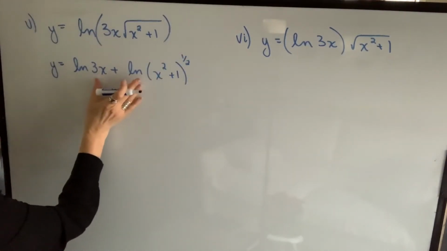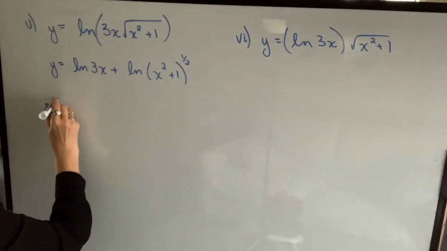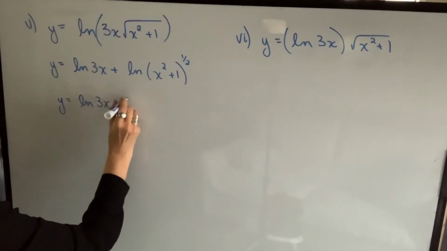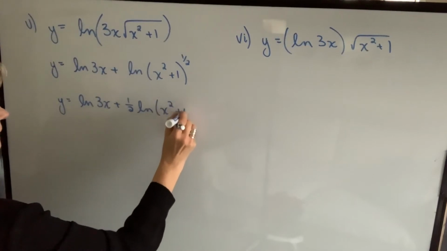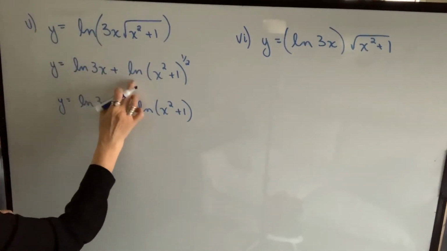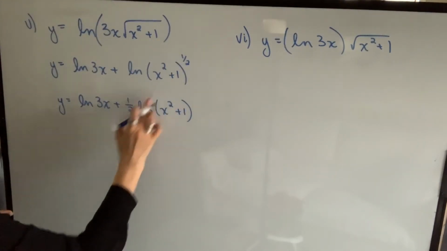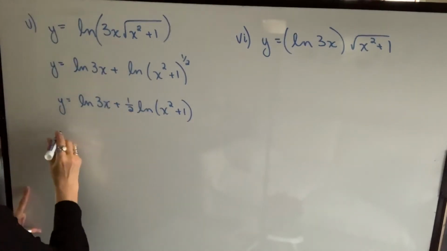Now I could differentiate it like this, but because I have a power here, I can use my third property of logarithms that says this is equal to 1/2 natural log of x squared plus 1. So I use my first property to break up the product, and then I use my third property to move that exponent out of the exponent position. Now I'm going to differentiate.